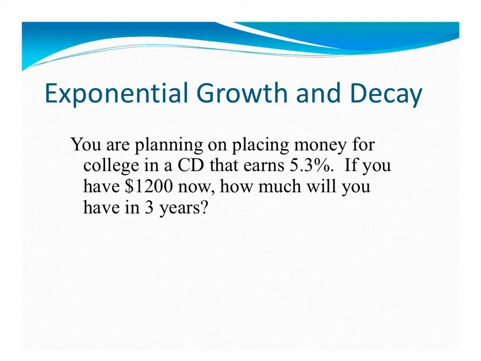Let's check this out. So what I'm going to have here is $1,200. That's my original amount of money. And it's growing at 5.3%, so we're going to have 1 plus 0.053. That's my multiplier inside the parentheses. And we'll raise it to the third power because it's after 3 years. Now once I plug this all into my calculator, I can actually plug it in just like this. As long as I'm using my parentheses, that's important. Use your parentheses for the multiplier.